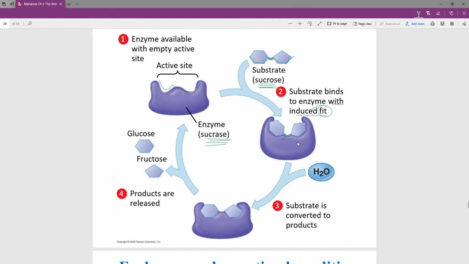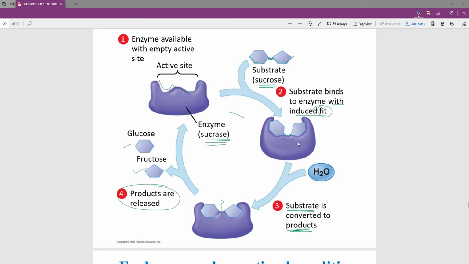The classic example of a hydrolysis reaction, where water comes in to break those two molecules apart. So we're going from a disaccharide to two monosaccharides. So the substrate is converted to products in this step, and specifically with the case of sucrase, but generally with any substrate to product. The products are released, so in this case, two monosaccharides.